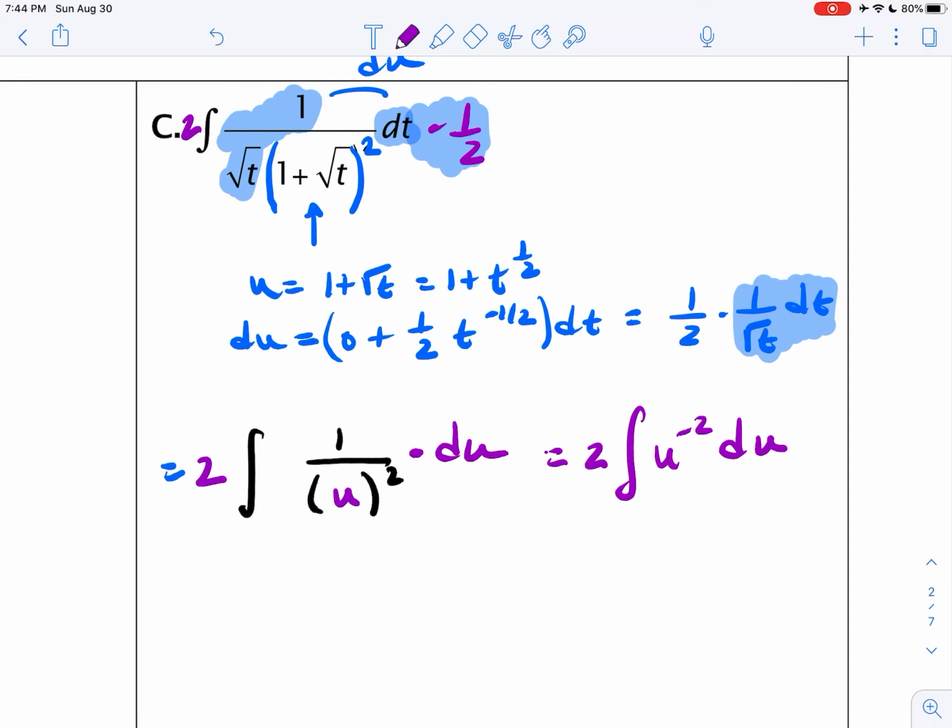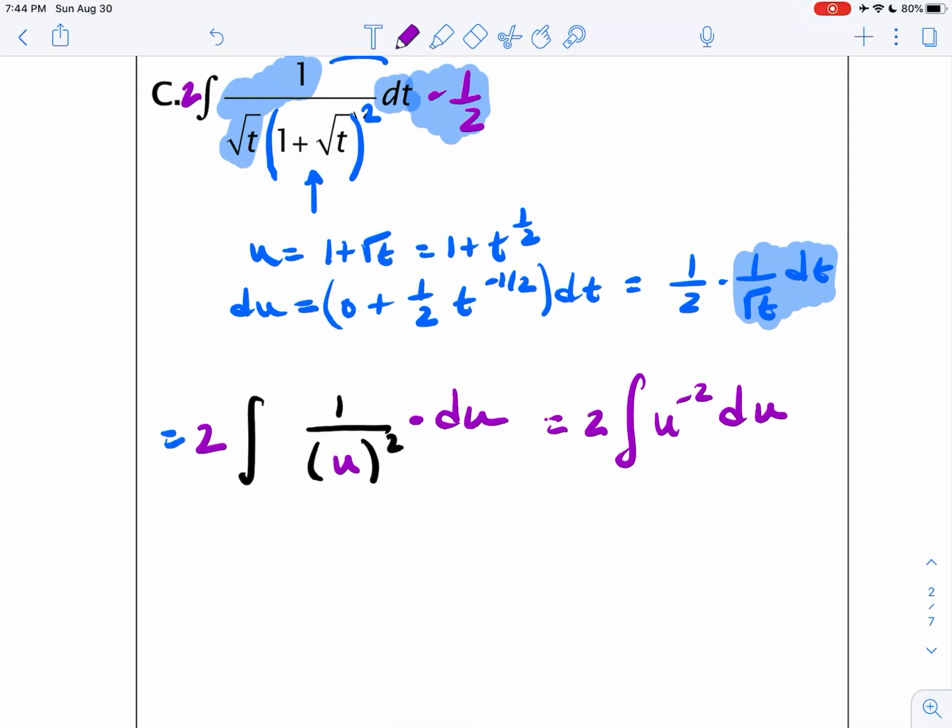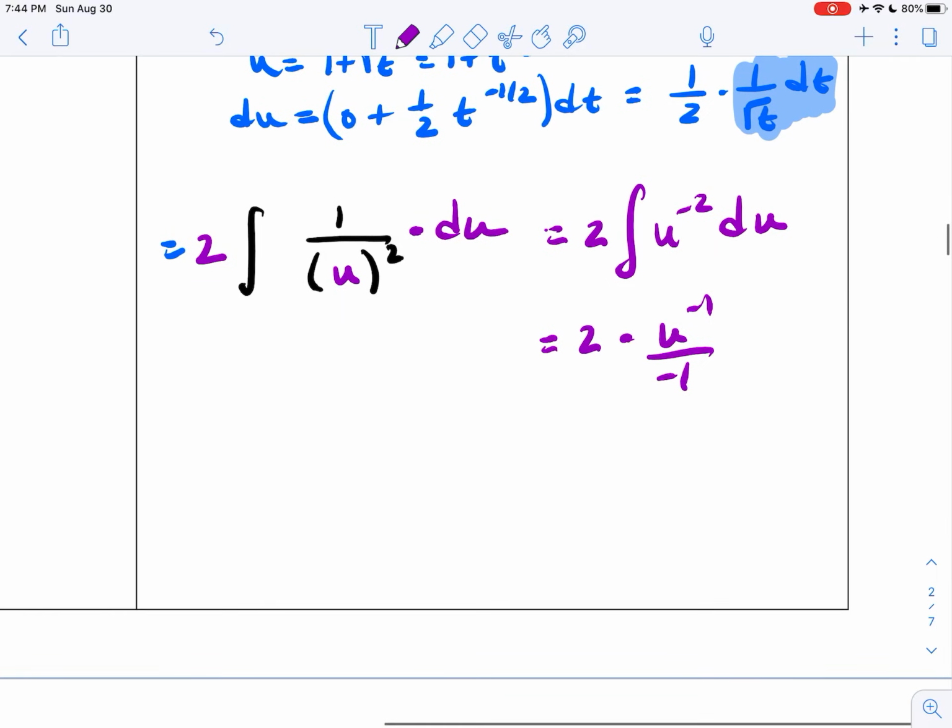You want to avoid calling that the ln u squared. Don't do that. Avoid that. It's just 1 over u. And then if I integrate here, u to the minus 2 plus 1 is minus 1. And then I divide by minus 1. And then I add plus c.